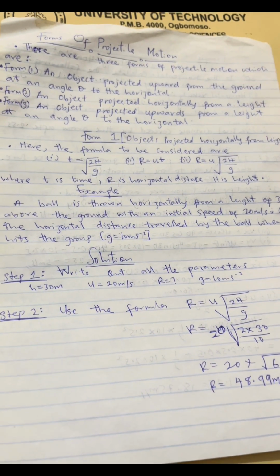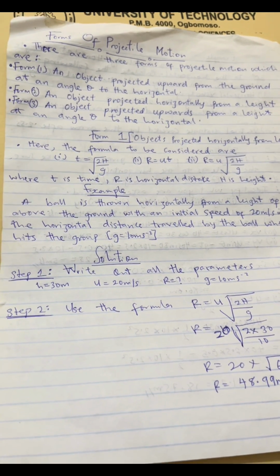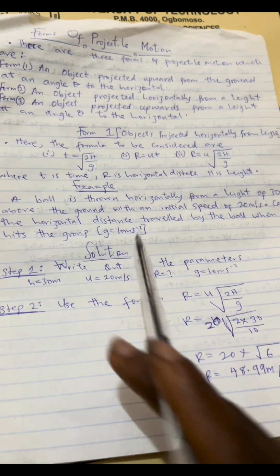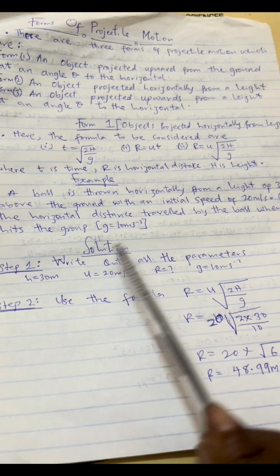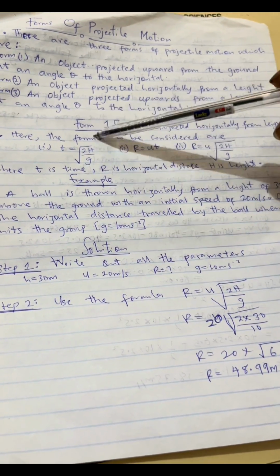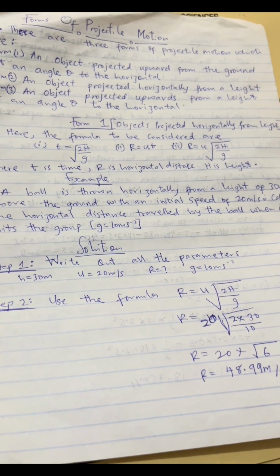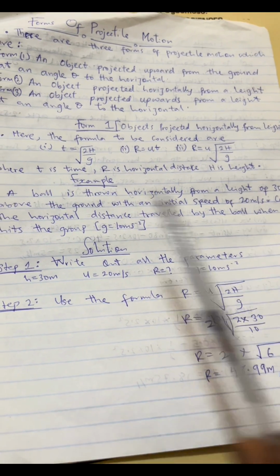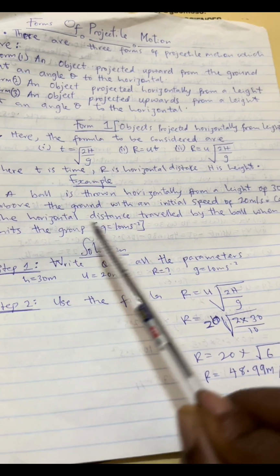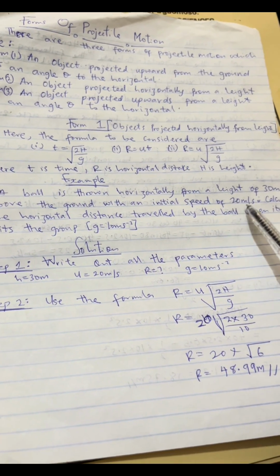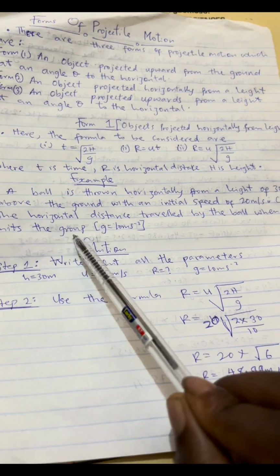And the joy of physics is that whenever you have a particular question, you have to understand what the question is asking you to calculate. So for example, they say a ball is thrown horizontally from a height. This simply means that this particular question is talking about form 1 of projectile motion, an object that is thrown horizontally from a height. So in that case, you have to use any of these formulas. From a height of 30 meters above the ground with an initial speed of 20 meters per second, calculate the horizontal distance traveled by the ball when it hits the ground.